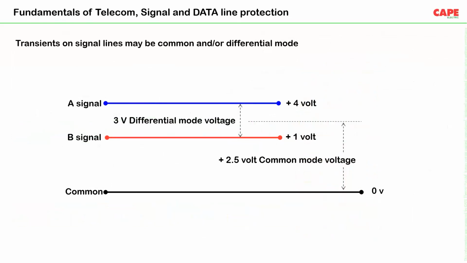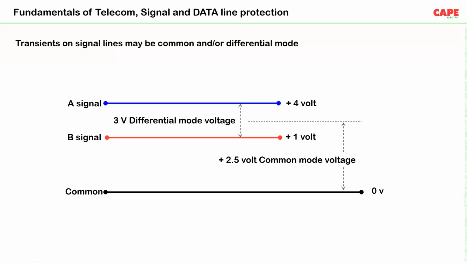Now we'll discuss the fundamentals of telecom signal and data line protection. Generally, when we talk about signal transmission, it can happen in two ways. First can be differential mode signal transmission. Second, common mode signal transmission.